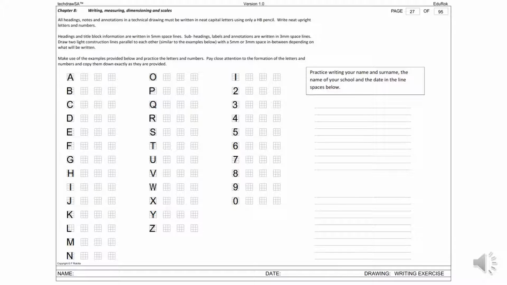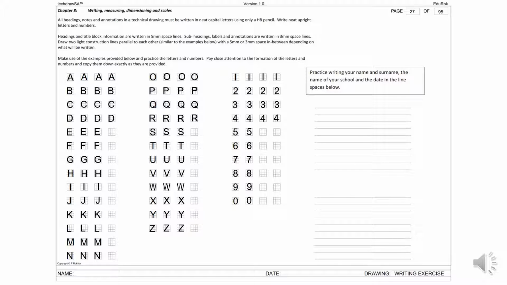Look at the examples given below and see exactly how the lines are drawn and the curves are drawn. Once you have practiced this over and over, you'll get very good at this, and your speed of writing will increase. On the right-hand side of the page, we will practice writing your name and surname, also the name of the school, and the date and line. And there's a specific format that we use in technical drawings.